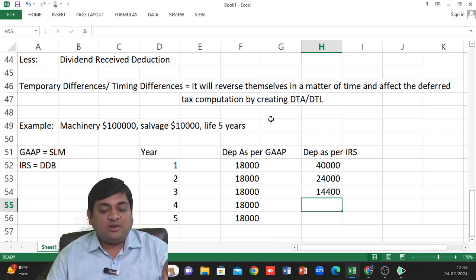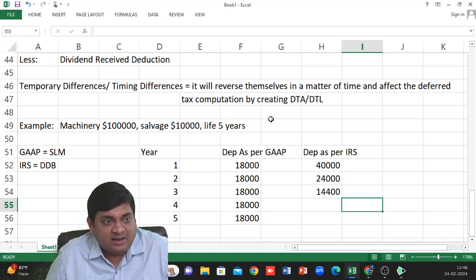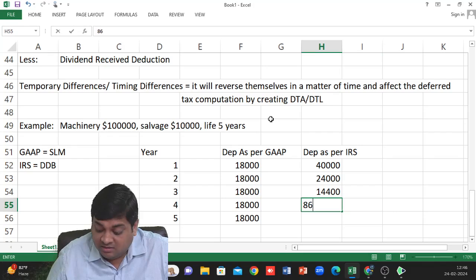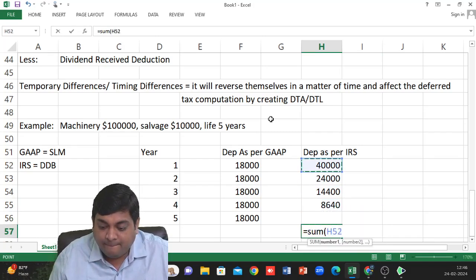First year carrying value is 1 lakh into 40%, 40,000. Second year carrying value is 60,000, 40% of that is 24,000. Third year carrying value is 36,000, so 40% of that is 14,400. Right? Now we have carrying value of 21,600 into 40%. How much? 8,640. See, anyway, this total cannot be more than 90.